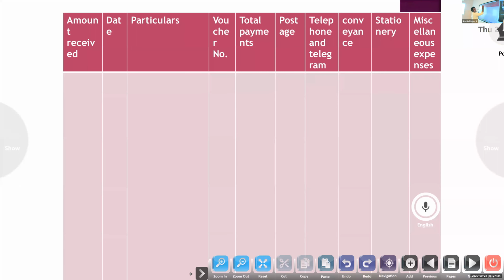One thing I will tell: the heading is analytical petty cash book. Columns: amount received, date, particulars, voucher number, total payments, postage, telephone and telegram, conveyance, stationery, miscellaneous expenses.